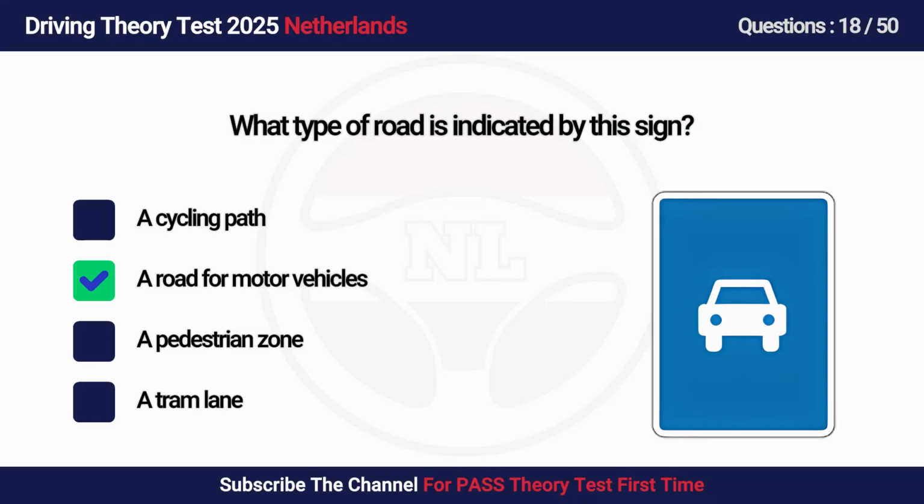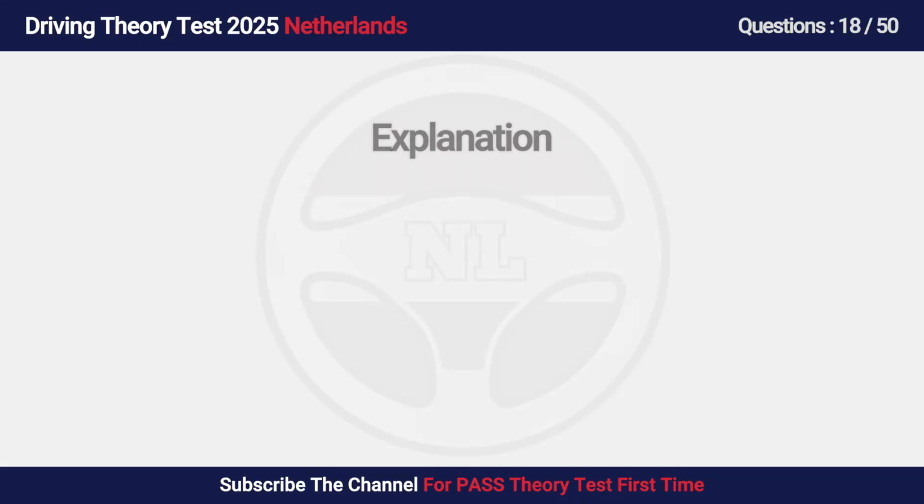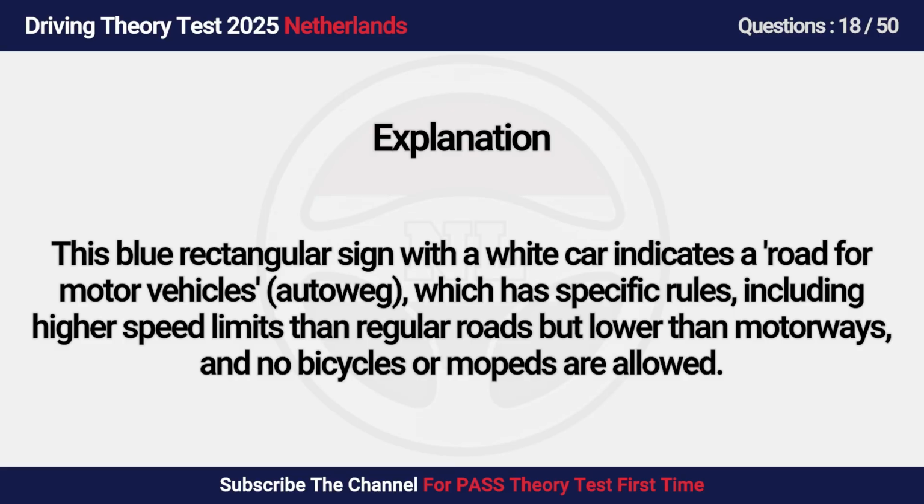Answer is B. A road for motor vehicles. This blue rectangular sign with a white car indicates a road for motor vehicles, which has specific rules, including higher speed limits than regular roads but lower than motorways, and no bicycles or mopeds are allowed.